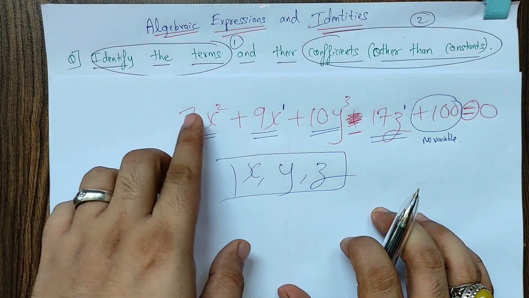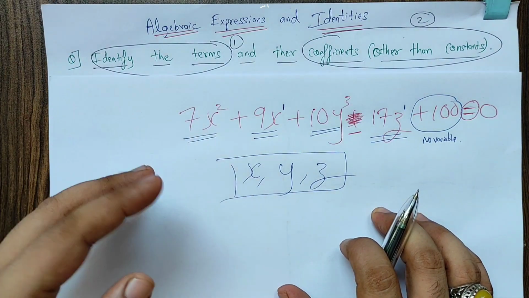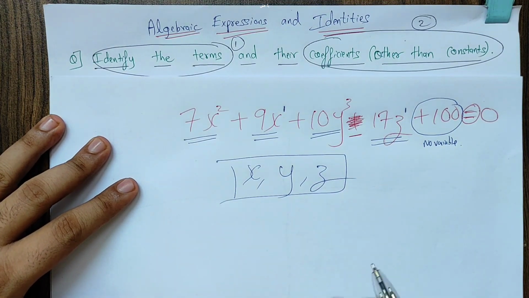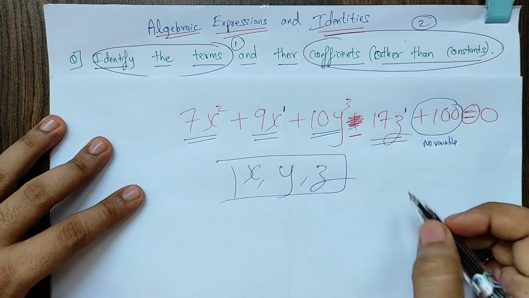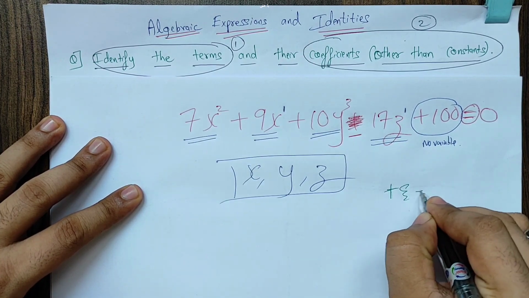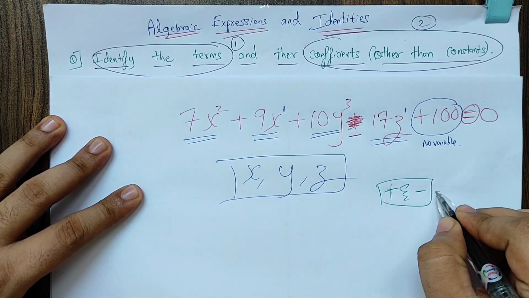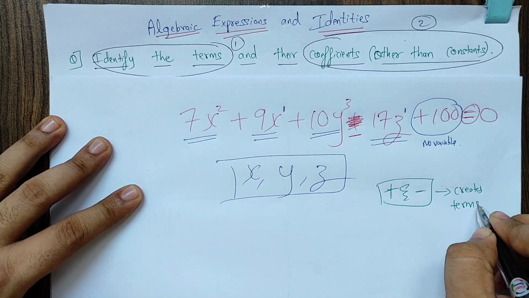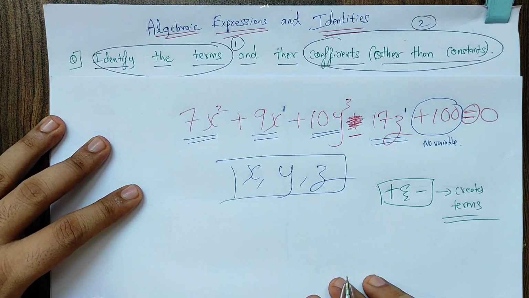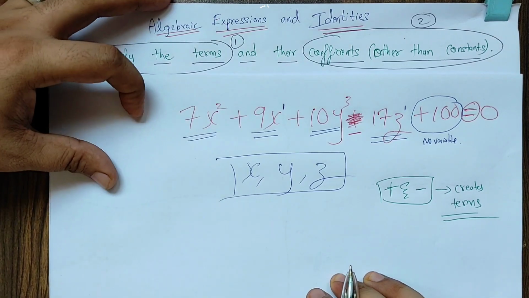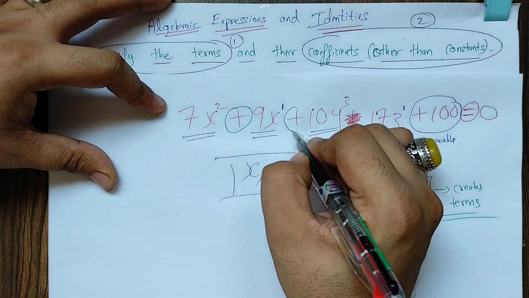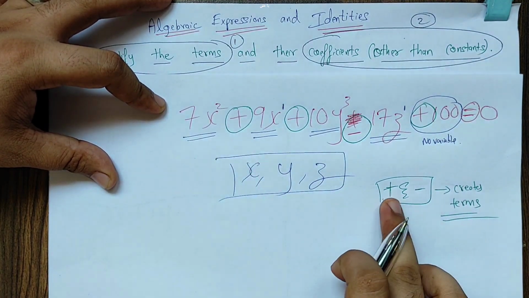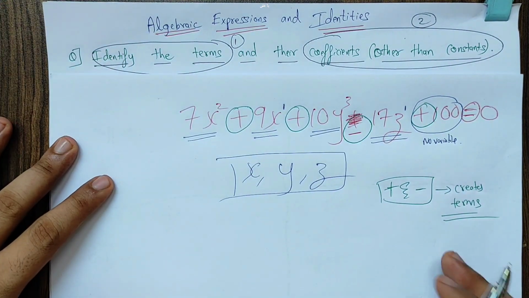In an expression or in an equation, whenever we have plus and minus signs, they create terms. I repeat again, plus and minus symbols create terms. So here I can see a plus, here I can see a plus, here I can see a minus, here I can see a plus. So this plus and minus symbol creates terms.